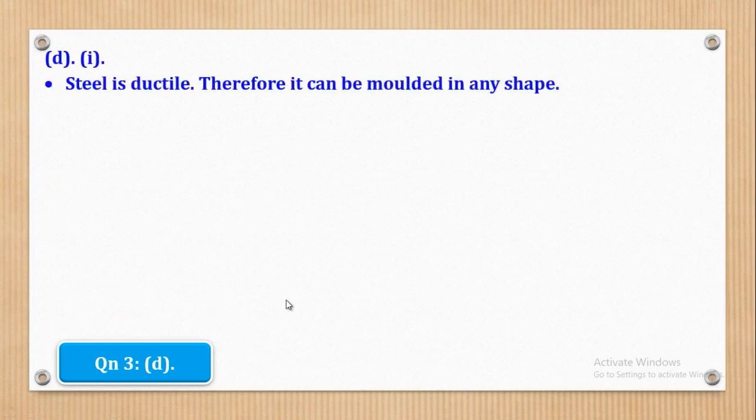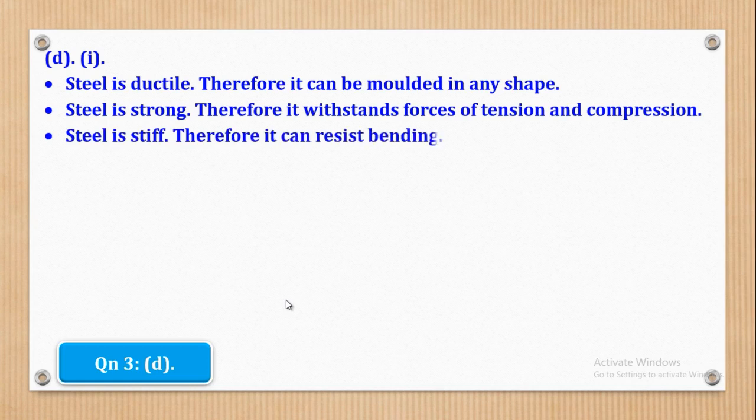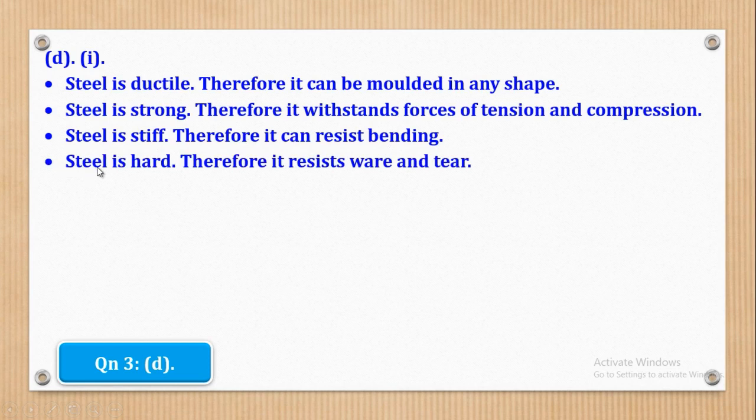First of all, we shall say that steel is ductile, and what does that mean? It means that it can be molded into any shape. Then the next reason is that steel is strong, which means that it withstands forces of tension and compression. Also steel is stiff, which means that it can resist bending. Also steel is hard, which means that it can resist wear and tear. So basically that was Roman 1.